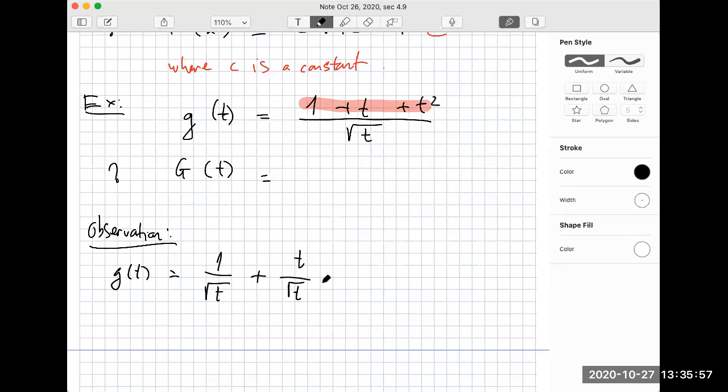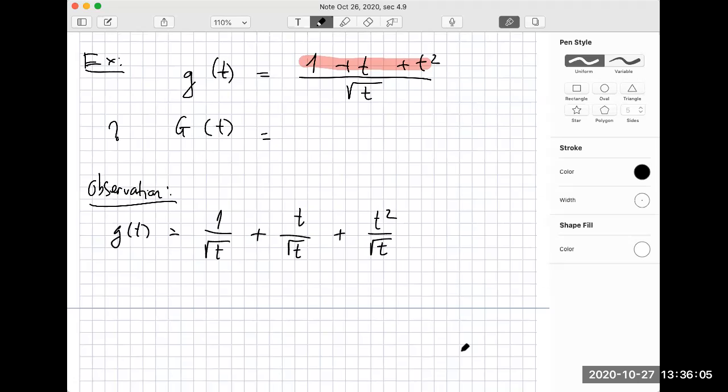Yes. Very good. So t is t to the 1/2, right? T is t to the 1. This is another way to write this. Okay? Just power rules.